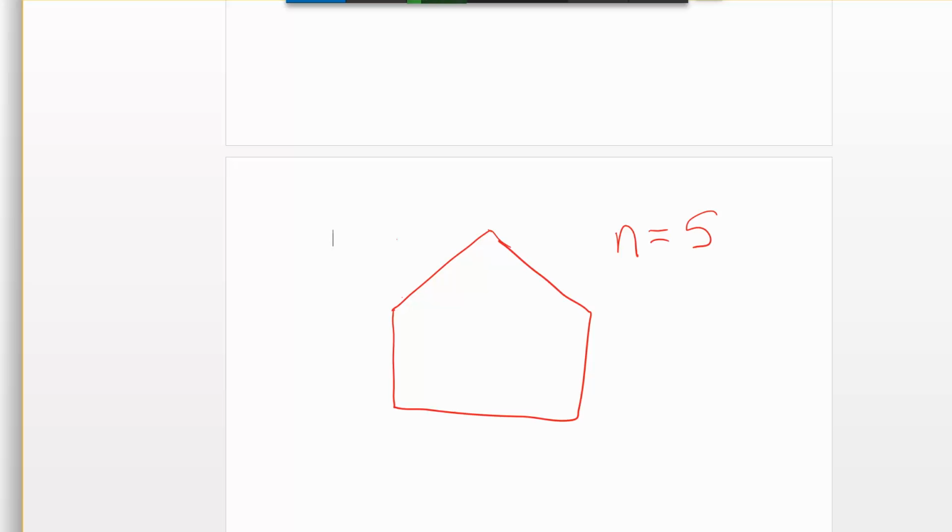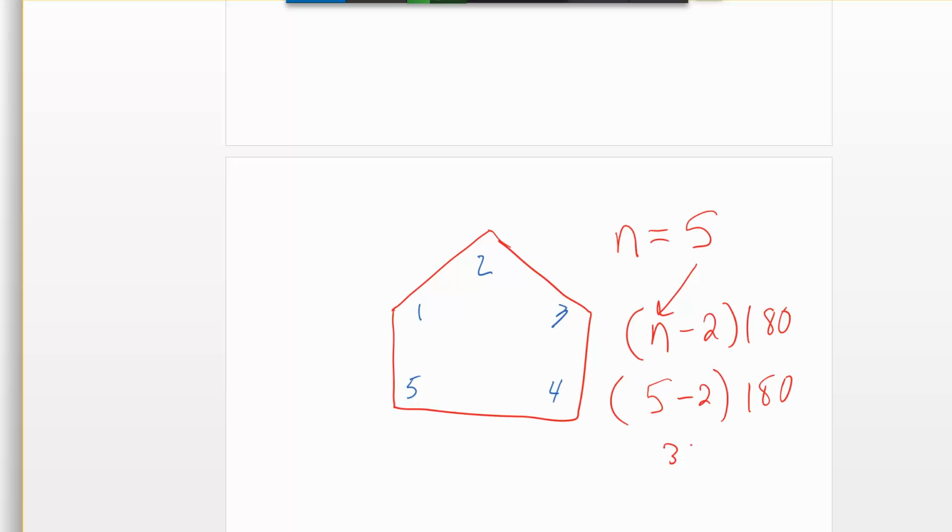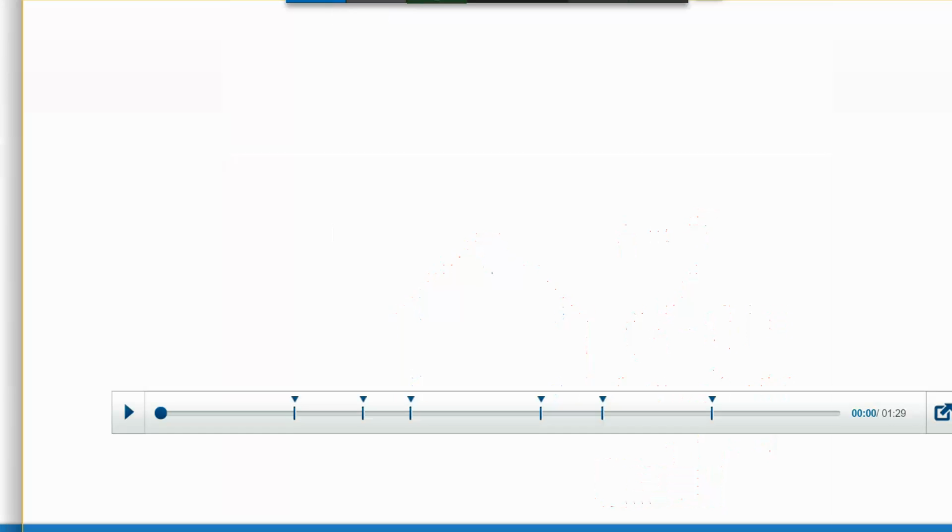So what would all of the angles add to if I took angle 1, 2, 3, 4, and 5 and added all those angles together? What's it going to sum to? Well, we use our formula n minus 2 times 180. So if it has 5 sides, we substitute that in. 5 minus 2 times 180, which would be 3 times 180. And 3 times 180 is 540 degrees. So in a 5-sided figure, all the angles will add to 540 degrees.